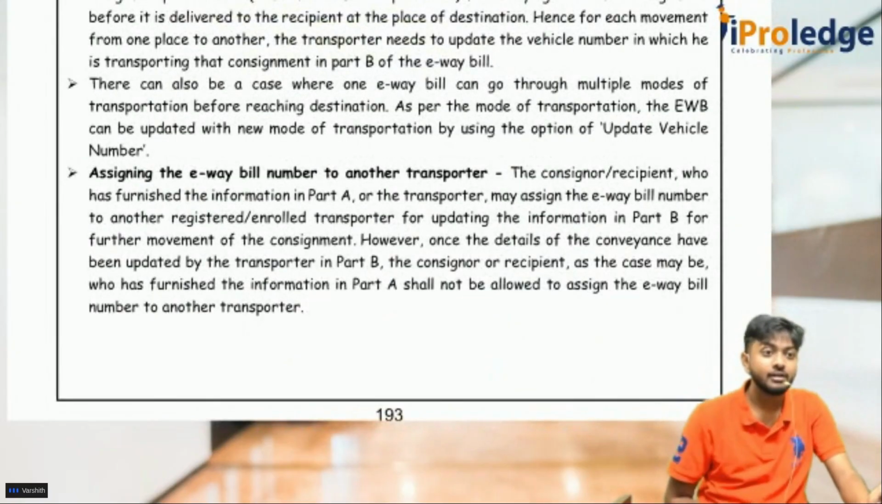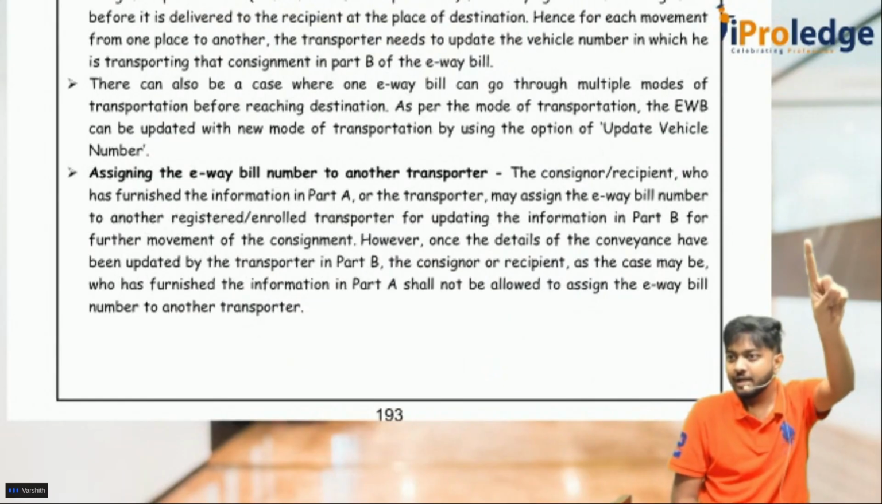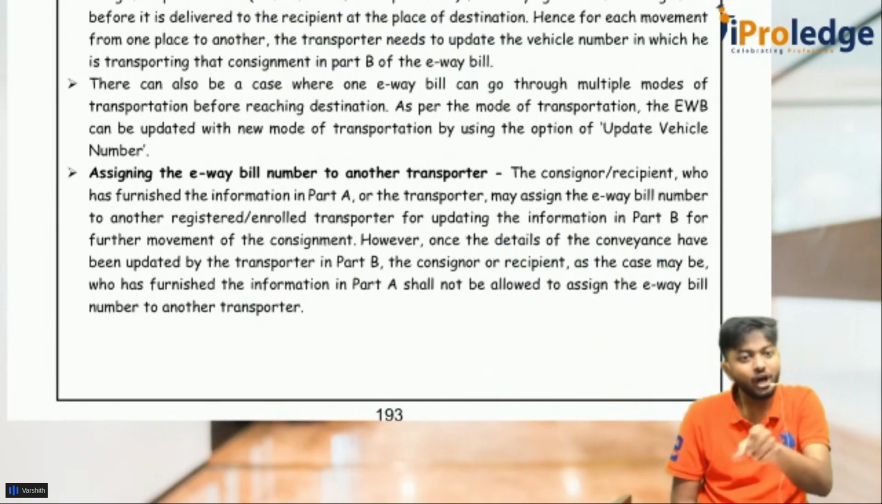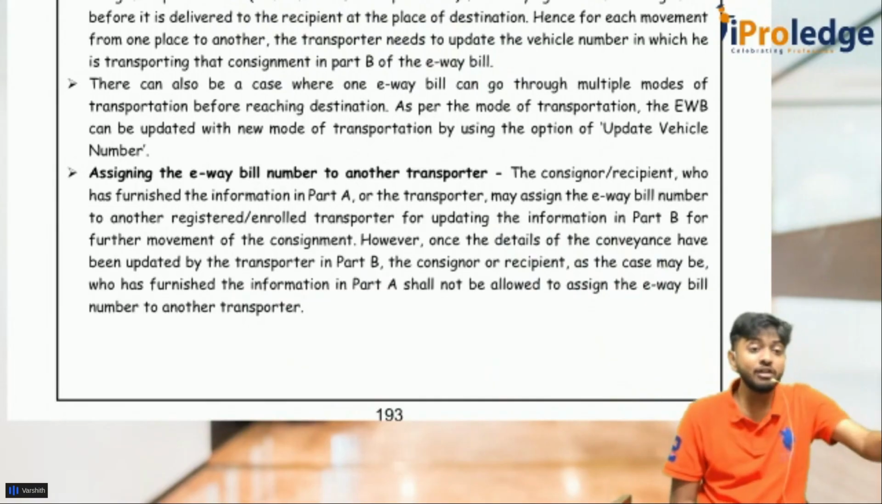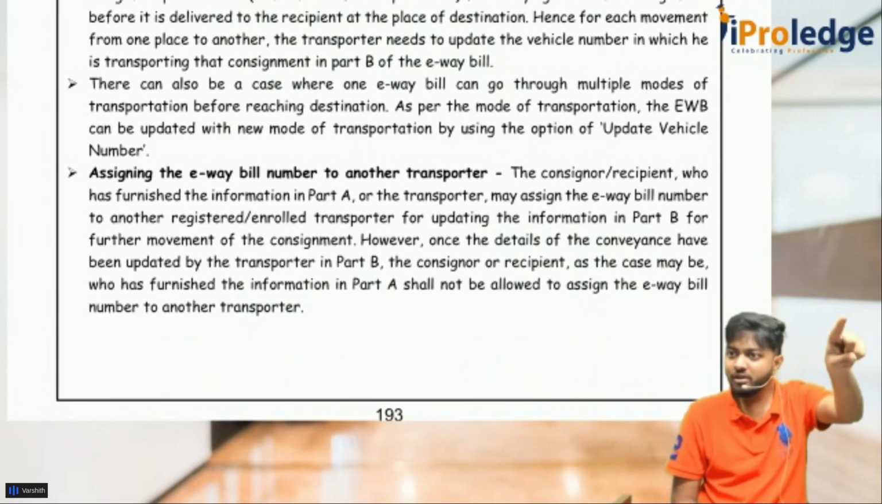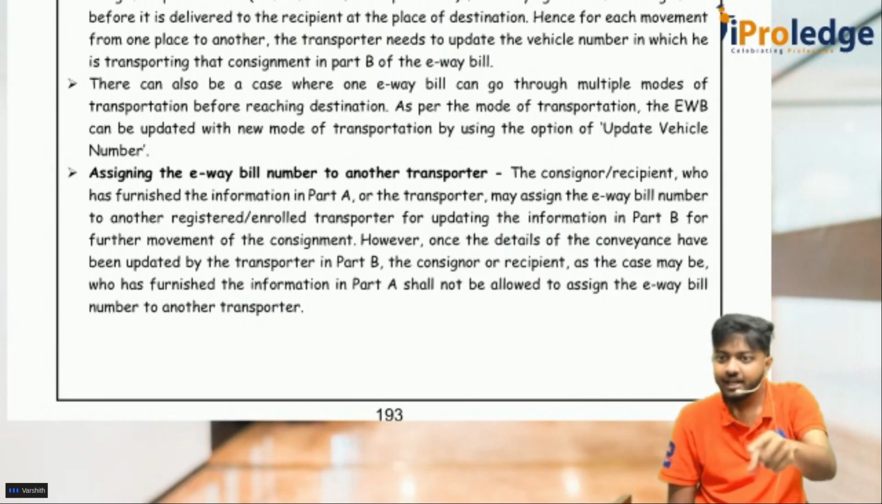Now, very important. Till now, what was happening? The transporter was the same, but the conveyance was different. From one lorry to another lorry to another lorry it was going, but all these lorries belong to Sharma Transports only. So Sharma Transports was the one updating the registration number every time it shifted the goods from one conveyance to another conveyance.